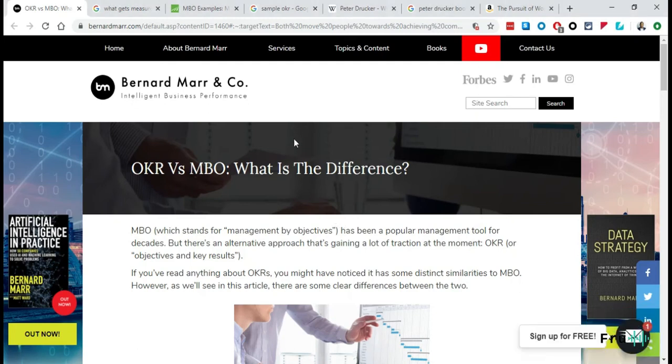So guys, in today's read, we're going to be looking at this article and doing a deep dive into it, which talks about OKR versus MBO. What are they? Why are they important? What does it mean for you? What's the difference? A lot of questions we're going to be asking and answering about this topic. Let's dive in.